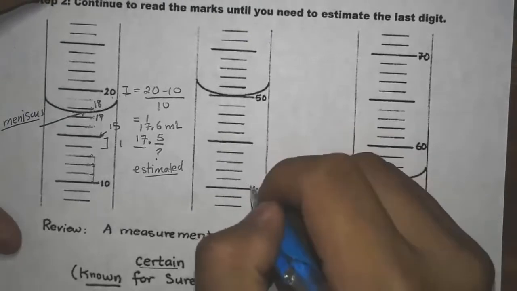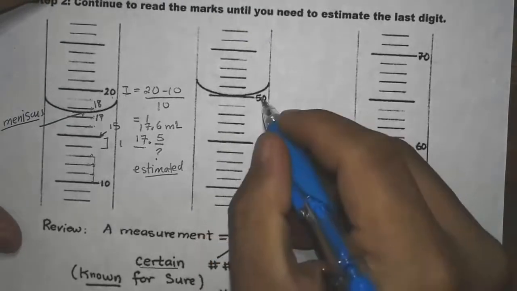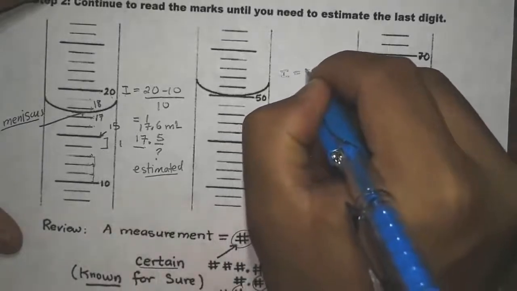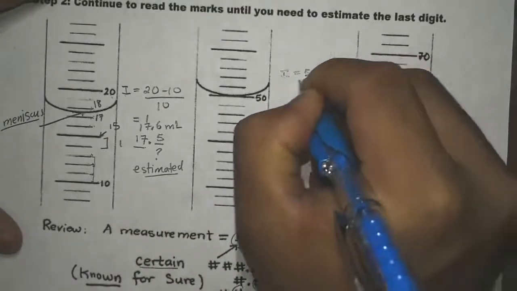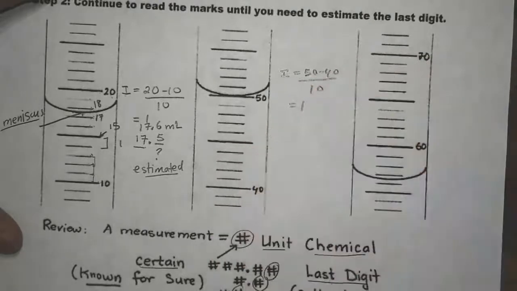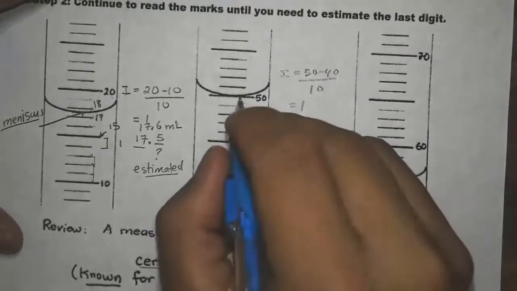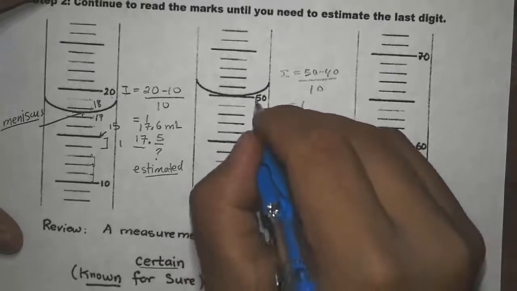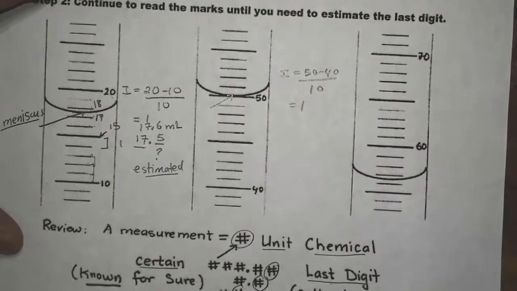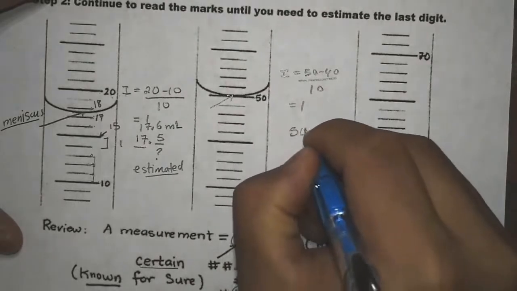In this case, I have the same graduated cylinder. Notice how we have 40 and 50. So the value of one increment is 50 minus 40 divided by 10, because from here to there is 10. That gives us the value of 1 again. And we know for sure that it is at the 50, because this is where we read our measurement at the meniscus level. So we know for sure it is 50.